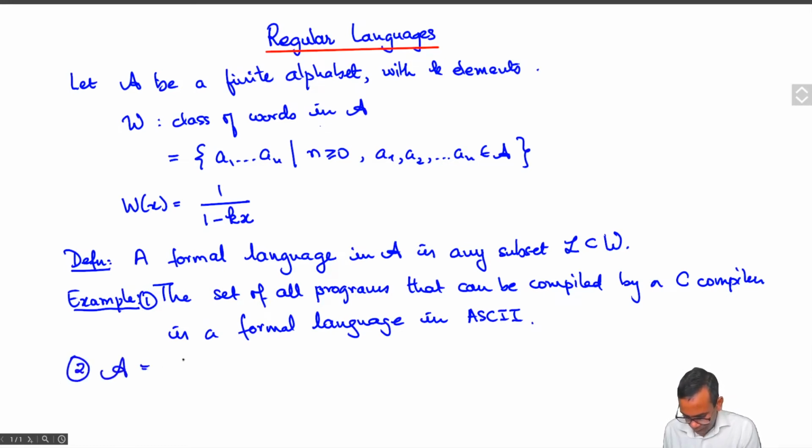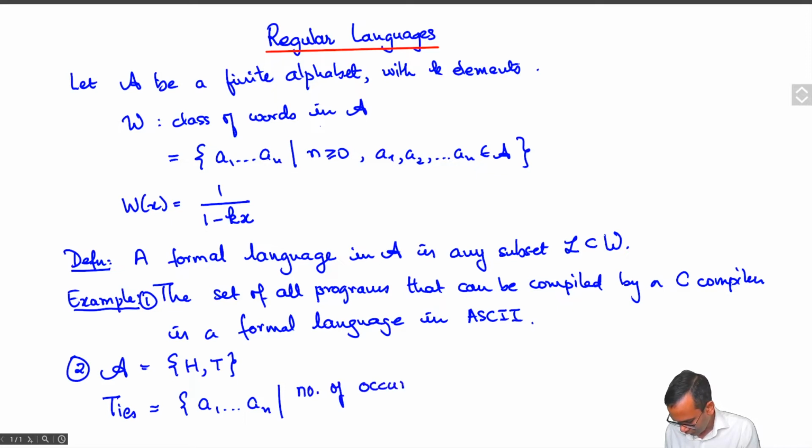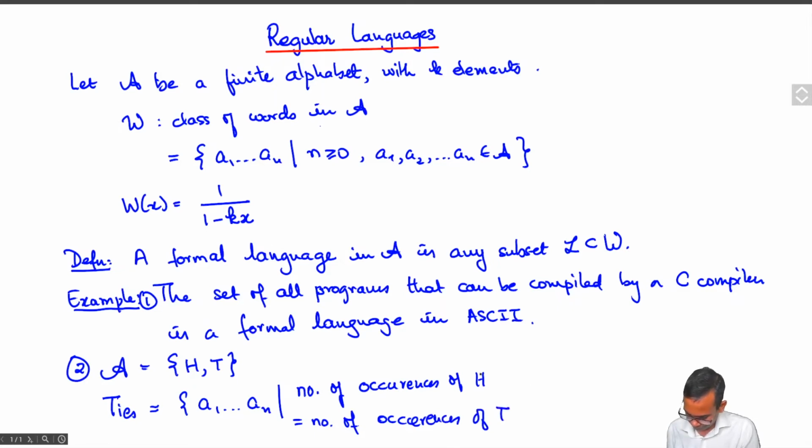Let's take A to be just a set with two elements H and T, which you can think of as coin tosses resulting in heads and tails. And Ties is the language, the set of all words w in W such that the number of heads is equal to the number of occurrences of tails. So these are all words, there will be a bunch of heads and a bunch of tails. You're just saying that the number of occurrences of heads should be equal to the number of occurrences of tails.